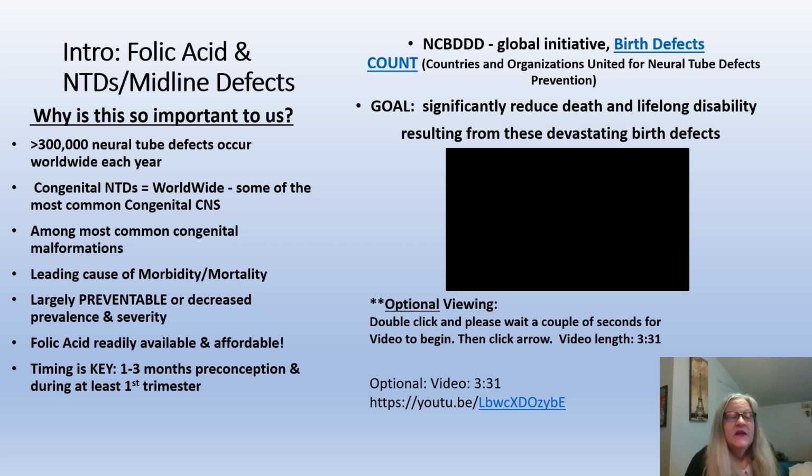So folic acid is readily available. It's very affordable. You can buy it over the counter. Your body does not make folic acid. It has to be supplemented. So if you don't have an adequate diet, or even if you do, there are new recommendations out by many different agencies so that you can get adequate folic acid 1 to 3 months preconception, and then during at least your first trimester of your pregnancy.